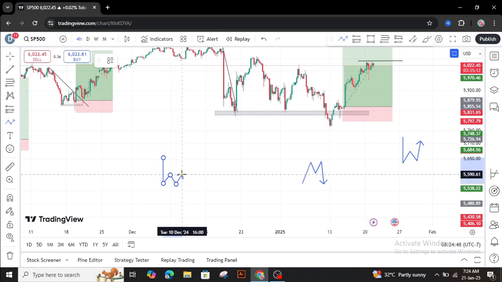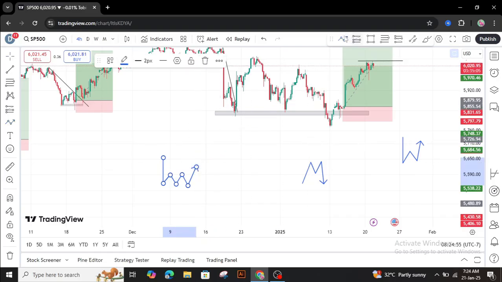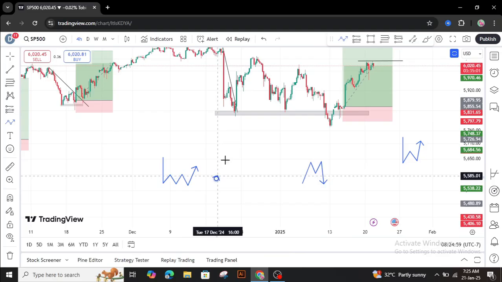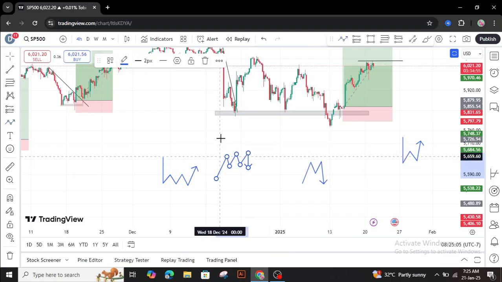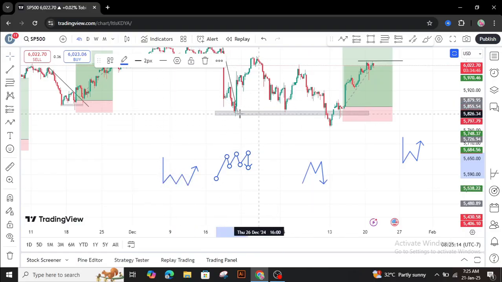Then you can also use what we refer to as triple bottom, or triple top. Triple tops are when they have the same high, and triple bottoms are when they have the same low, in three places. Take for example, this is an example of a triple bottom.